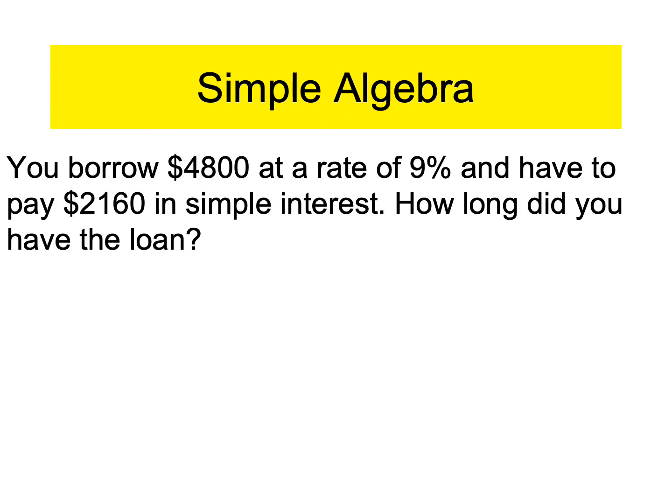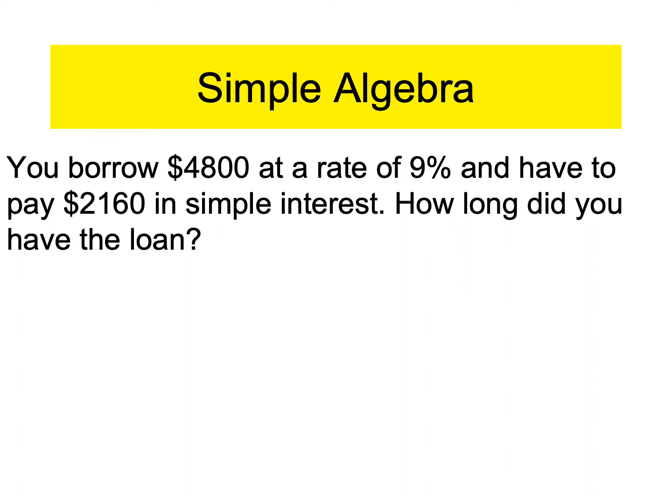All right, I do want to show you one other thing. Let's see why this one is different. It says you borrow $4,800 at a rate of 9%, and it says you have to pay $2,160 in simple interest. How long did you have the loan? Notice we're not told how long the time is. So this one just turns into a little bit of an algebra problem.